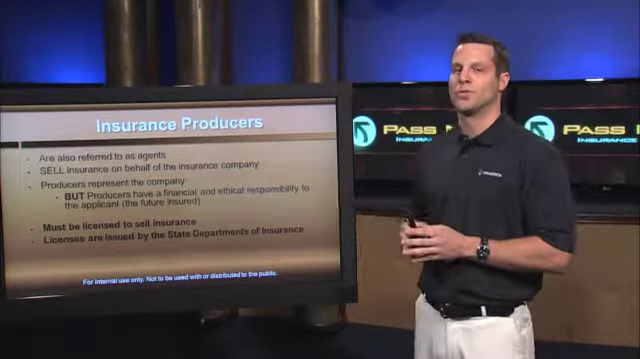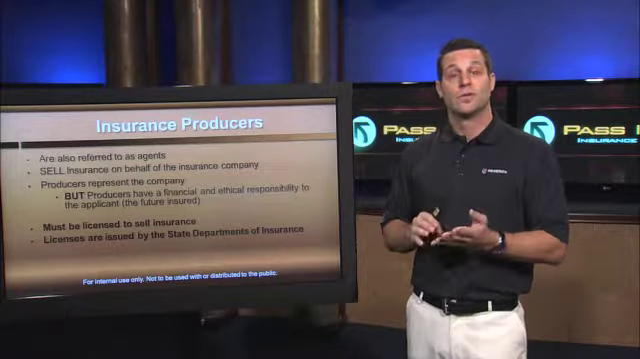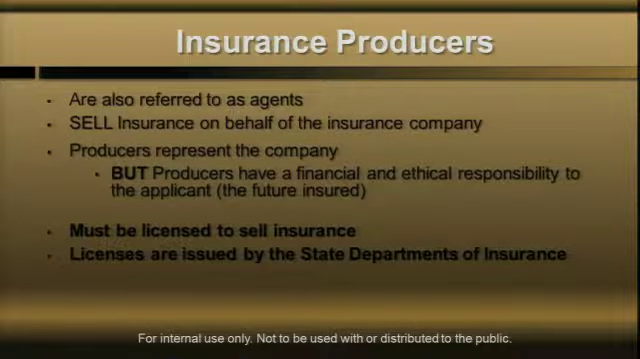Now, insurance producers, that is also known as field underwriters or agents. Again, all means the same thing. Agents sell insurance on behalf of their insurance company. However, they have an ethical responsibility to do what's right for their clients at all times. They must be licensed in the state that they produce, and they must also be appointed by an authorized insurance company. Very important to know that.